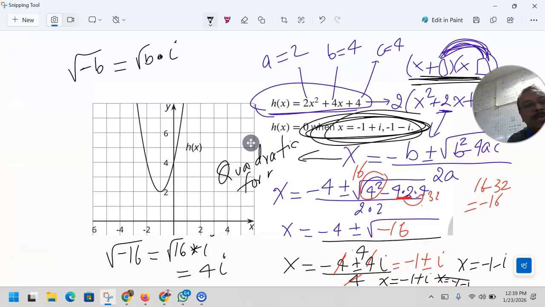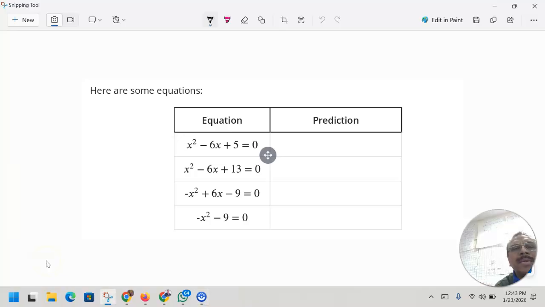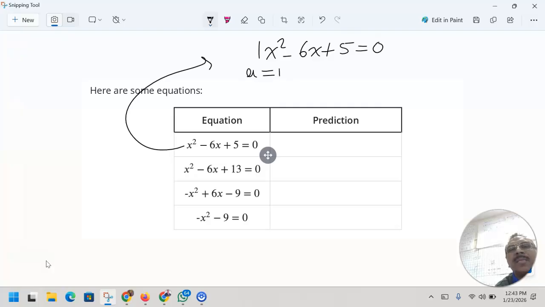I hope that helps. Okay, let me put the first one. I will write 1x squared minus 6x plus 5 equals 0. The first step is to say what a, b, c are. You can see a is 1, the number before x squared. b is the number before x, that's minus 6. And c is 5, the number by itself. So this is the first step.